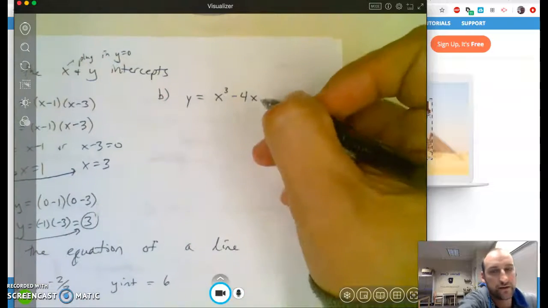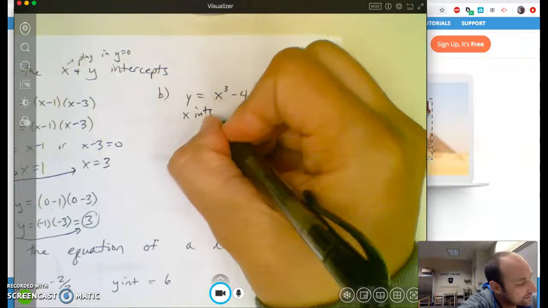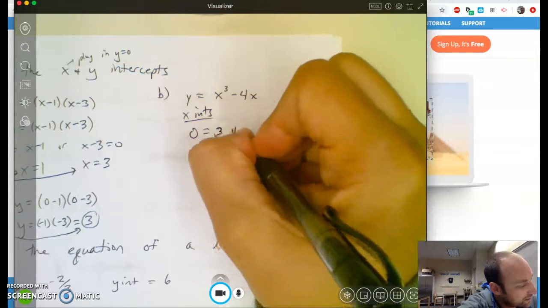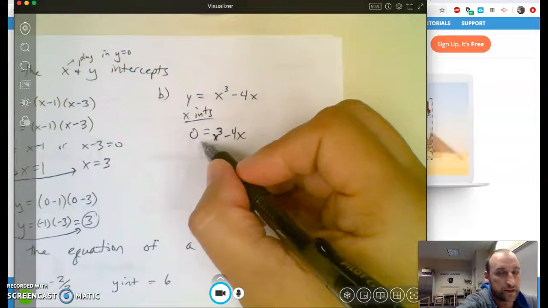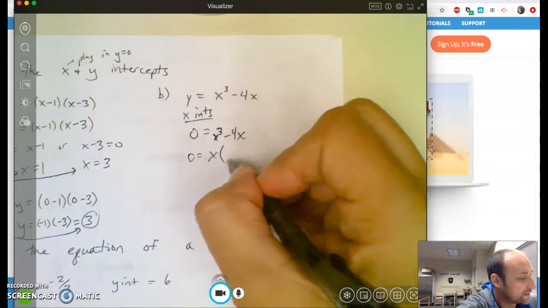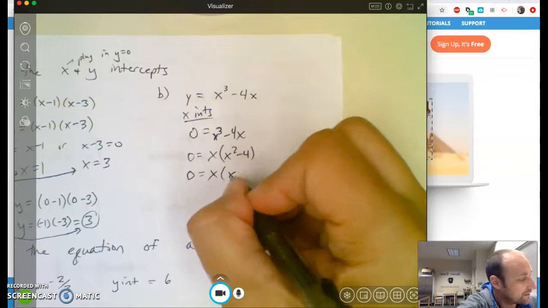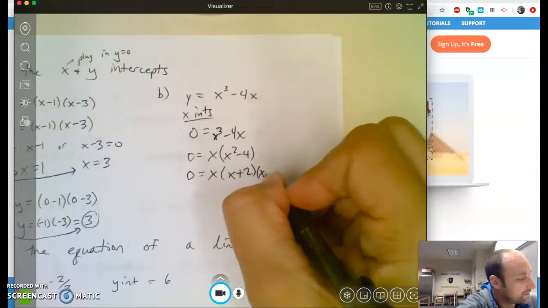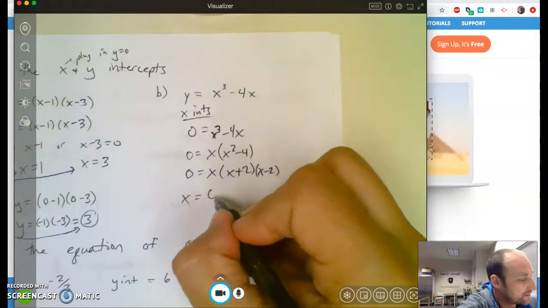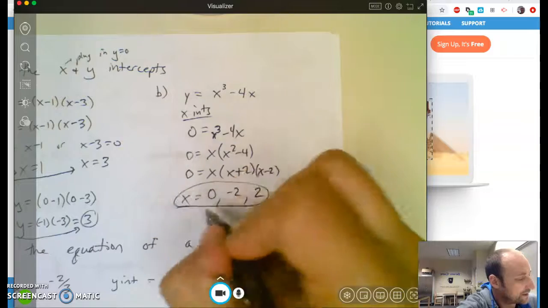Same deal here. If you plugged in 0 for y to get your x-intercepts, x cubed minus 4x. So for this one, you got to factor it, I guess. That's the only good way to do it. x times x squared minus 4. This one I made you do a little extra work for, just to see if you remember the difference of two squares. So here you have 3 answers for x-intercept. This guy turns into a 0. This guy's a -2. This guy's a +2. So there's 3 x-intercepts.